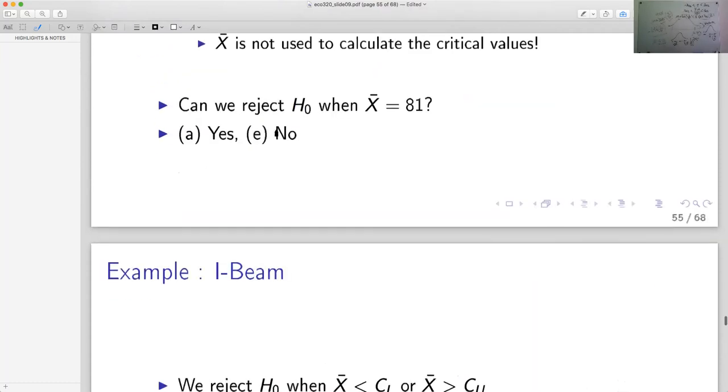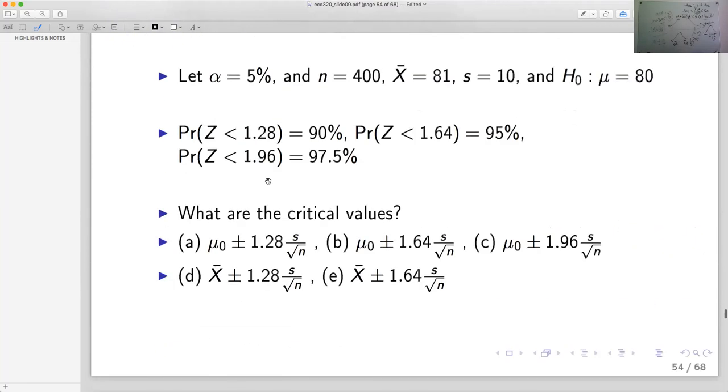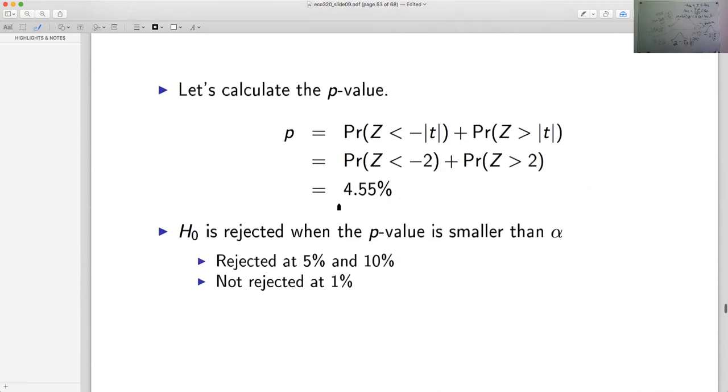The nice thing about the p-value is that based on it, you can say 5%, 10%, 1% easily, because you can simply compare alpha to the p-value. So this is super easy. The nice thing about it is, okay, 4.55 is greater than 1%, so you cannot reject at 1%, but it is less than 5% and less than 10%, so you can reject easily.